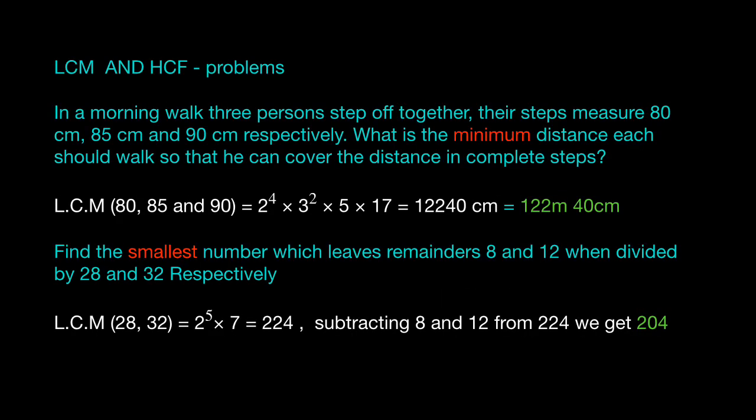We will see two word problems based on LCM. Here I have highlighted the keywords. In the first problem, the minimum distance is the keyword. So you have to find the LCM in order to find the answer. And for the next problem, you have to watch keenly. Find the smallest number which leaves the remainder 8 and 12 when divided by 28 and 32. Here there are two major keywords. One is smallest and the second is divided by. When you get this type of combination, you have to definitely find the LCM. Then apply some logic to solve the problem.